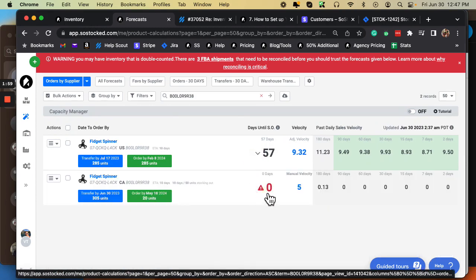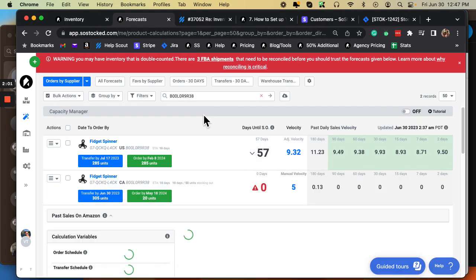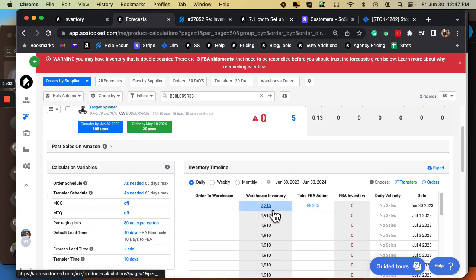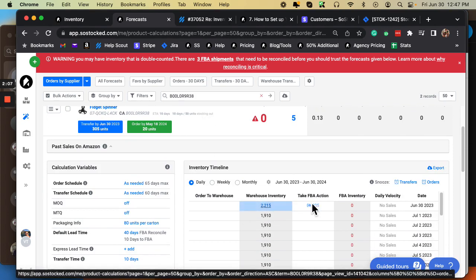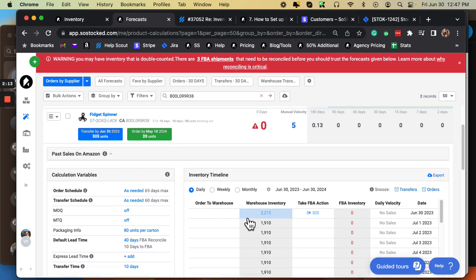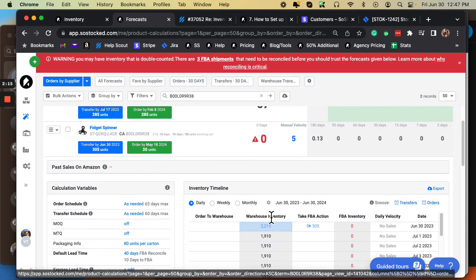Let's go look at Canada. As long as this inventory is enough to serve both forecasts, you will also get a recommendation to transfer a portion of that inventory to Canada as well. Again, there has to be enough inventory to serve both forecasts. So now you can see it only shows 2215.